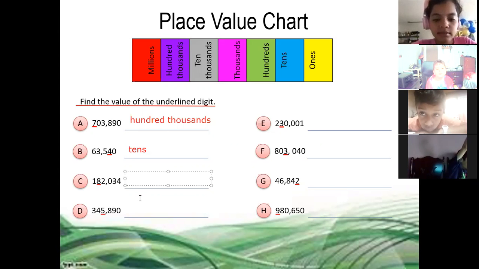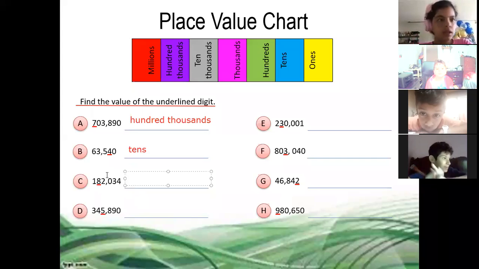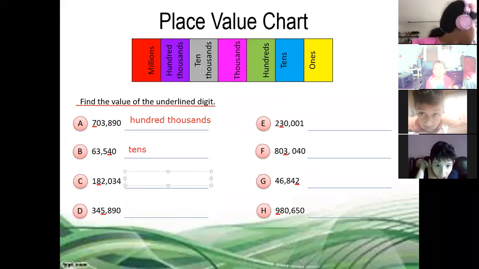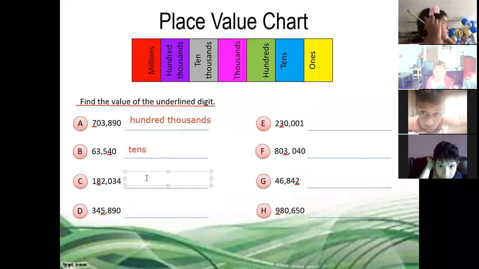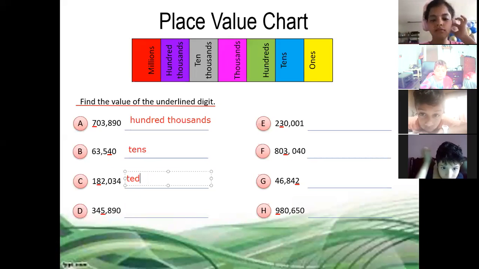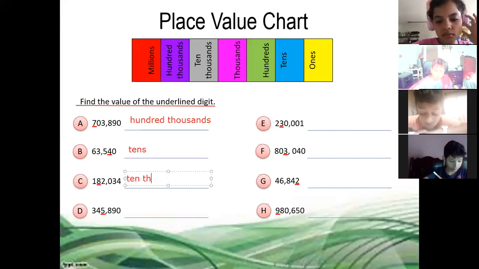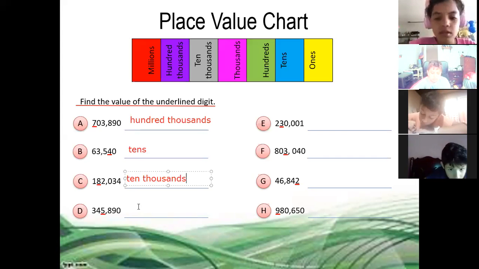Can I help? No, because he needs to understand the topic. You have to count the position. This is 1, 2, 3, 4, and 5. So you count here in the place value chart, the same, 1, 2, 3, 4, and 5. What is the value? 10,000. Exactly, 10,000. You have to count. It's very simple.